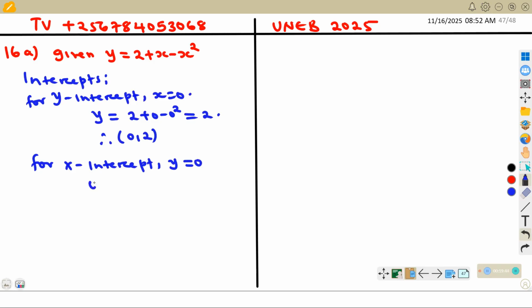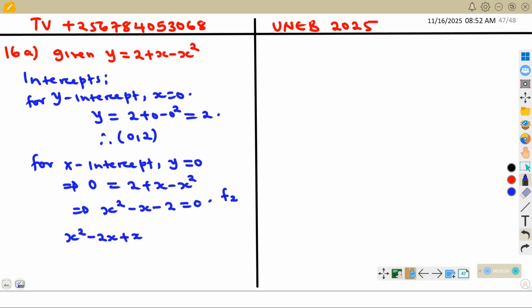And if y is 0, it implies that we shall have 0, which is equal to 2 plus x minus x squared. So in other words, we shall have x squared minus x minus 2, which is equal to 0. So we need to solve this quadratic equation. So we need the factors of 2, which we can add together to give us -1, and when we multiply to get -2. So basically, that will be minus 2x, then plus x, that is 1 and -2. When you add this together, you get -1.